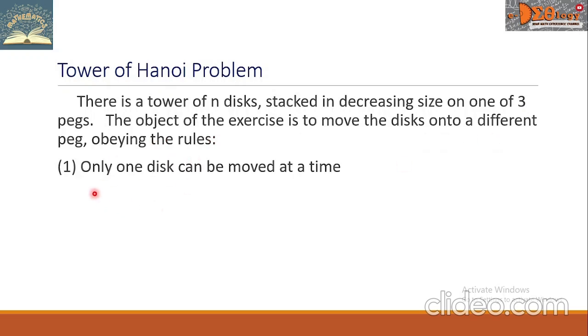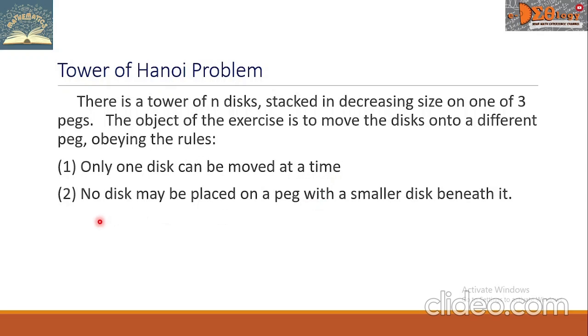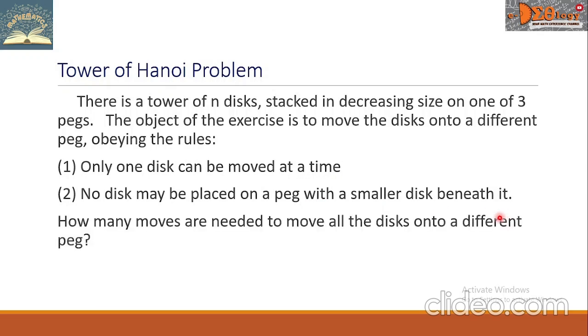Number one, only one disk can be moved at a time. Second rule, no disk may be placed on a peg with a smaller disk beneath it. How many moves are needed to move all the disks onto a different peg?